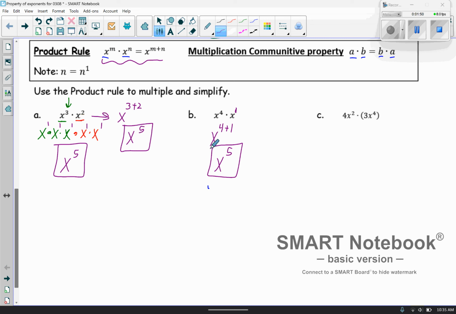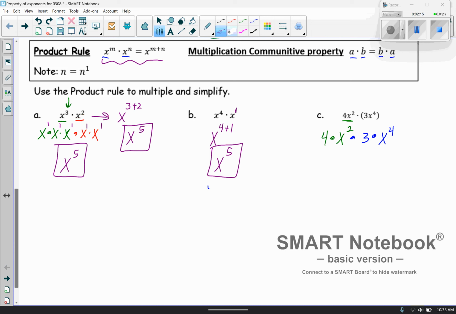Okay, on part C, we've got a lot more going on here. We have 4x squared times 3x to the power of 4. Well, what I want you to understand is that the 4x squared is really 4 times x squared. They're not actually attached. They're being multiplied together. Same thing with the 3x to the power of 4. It's really 3 times x to the power of 4.